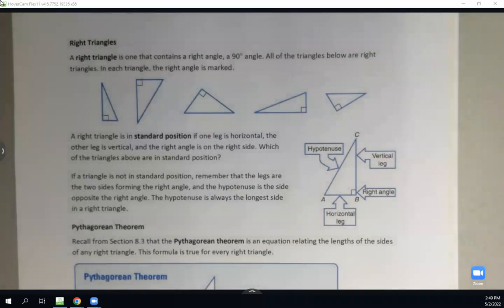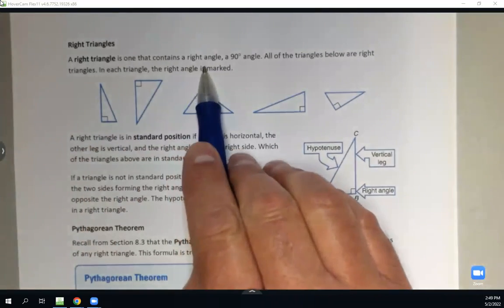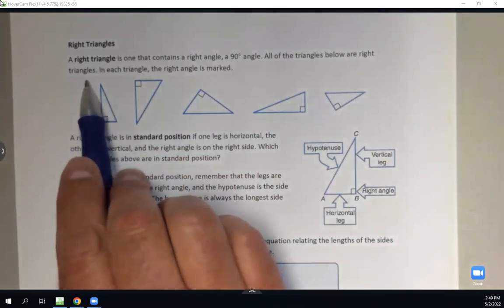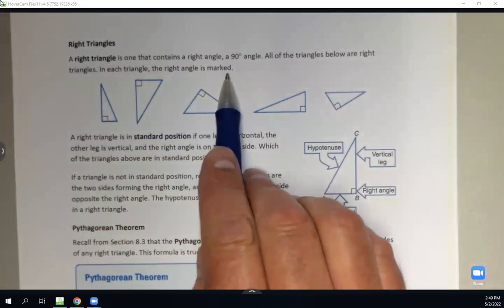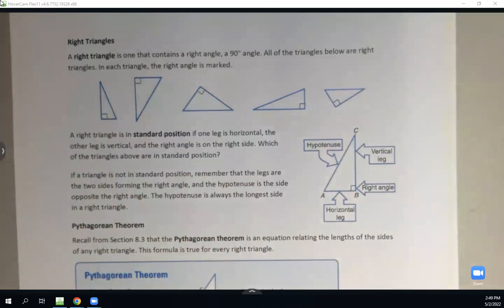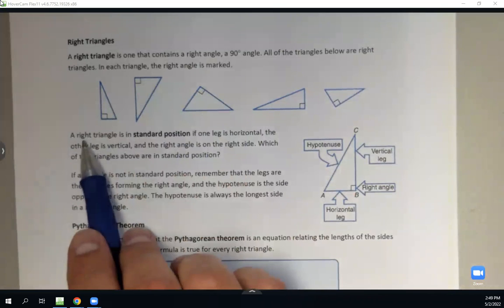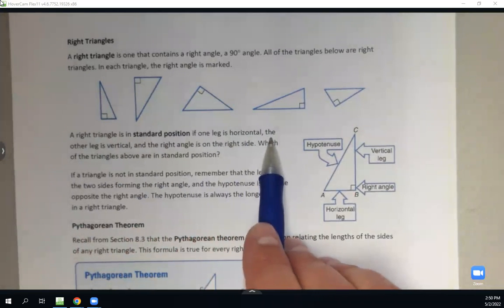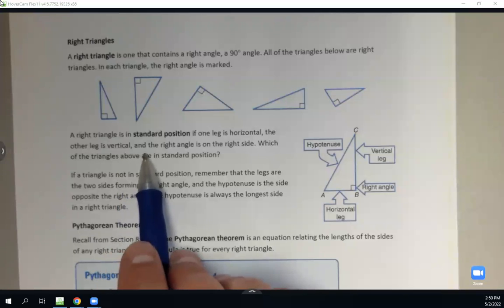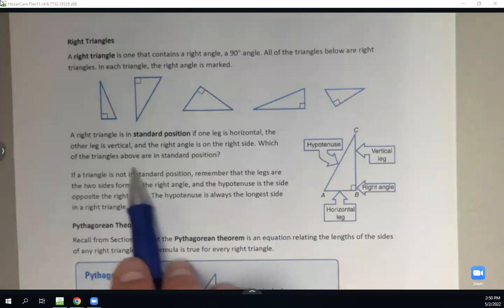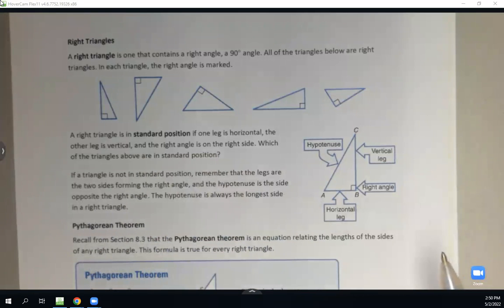Okay. So a right triangle is one that contains a right angle, a 90-degree angle. All of the triangles shown below are right triangles. In each triangle, the right angle is marked, and we always mark the right angle with this square, okay? So all of those are right angles, right? A right triangle is said to be in standard position if one leg is horizontal, the other leg is vertical, and the right angle is on the right side. Which of the triangles above are in standard position?